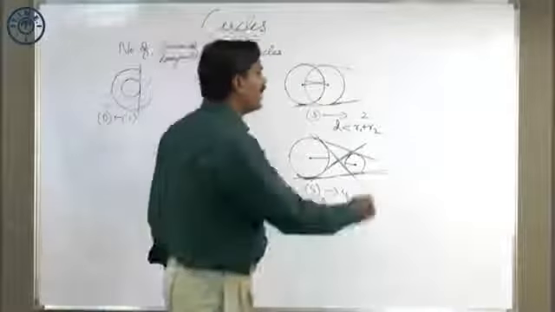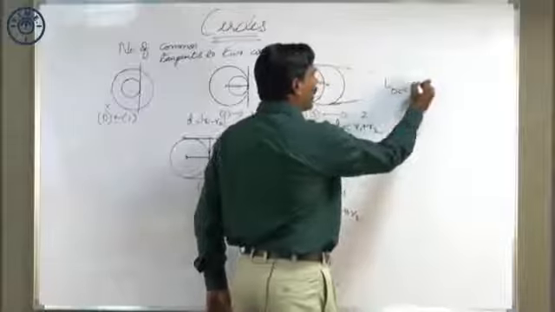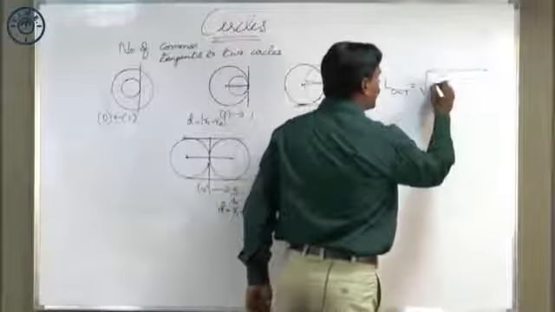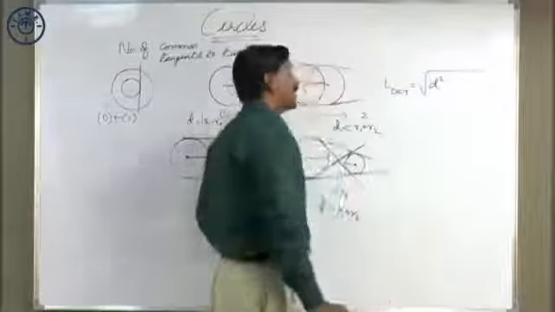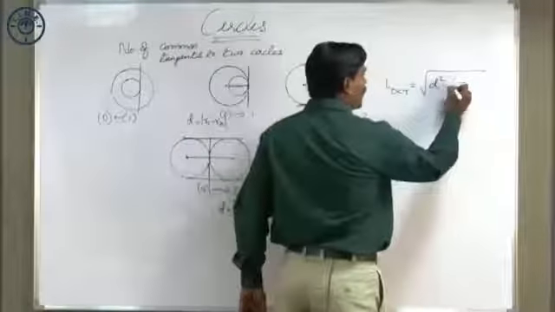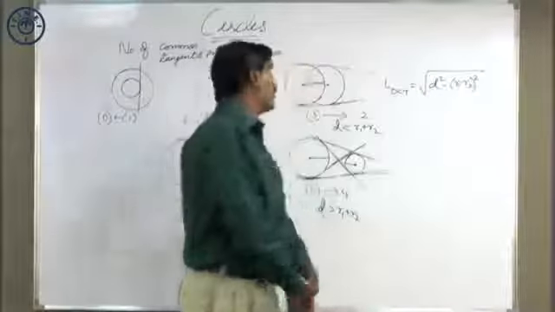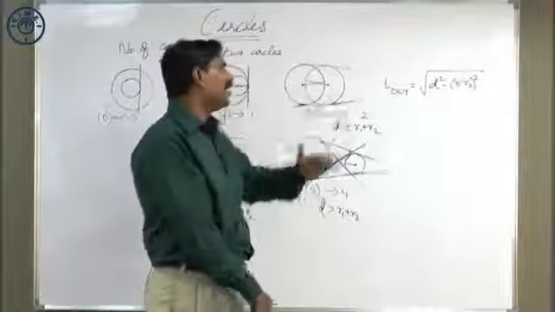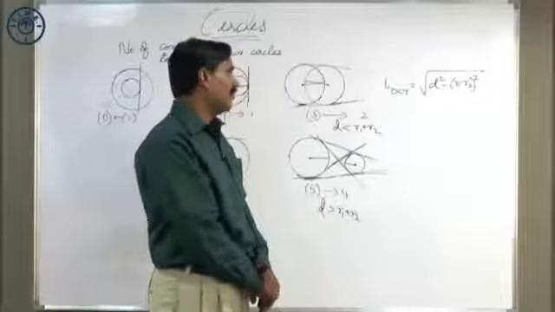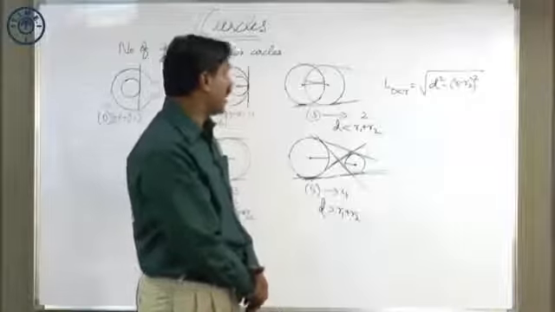And if you are looking at the length of the direct common tangent, it will be equal to the square root of d square minus (r1 minus r2) whole square, where d is the distance between the centers of the circles we have. Whatever be the radii that we have for both the circles, take the difference of that, square it, and that should be subtracted from d square. That will be giving us the length of the direct common tangent.